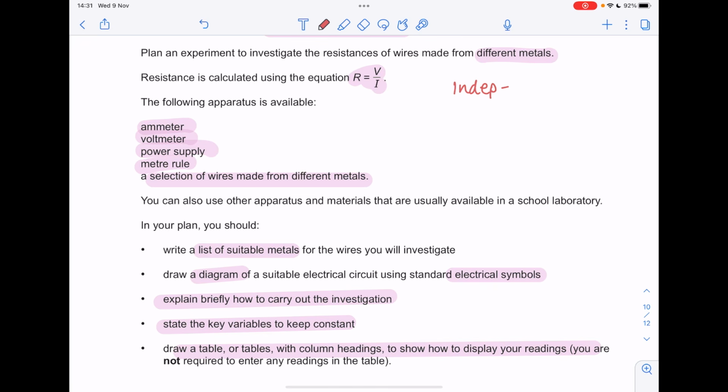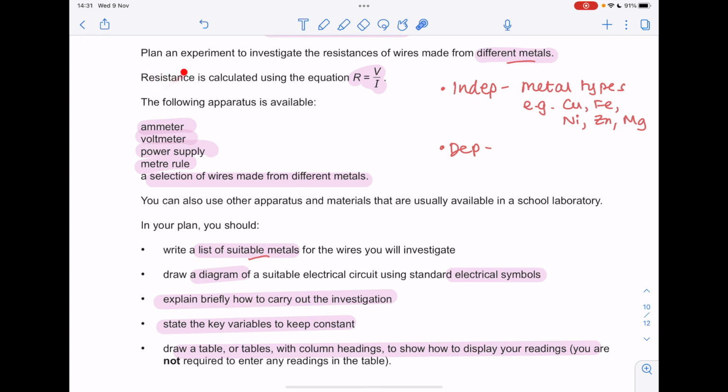So our independent variable is what we're changing. We're using different metals. And remember, they want a list of suitable metals. So e.g. copper, iron, nickel, zinc, magnesium, anything sensible. What's our dependent variable going to be? What are we measuring?